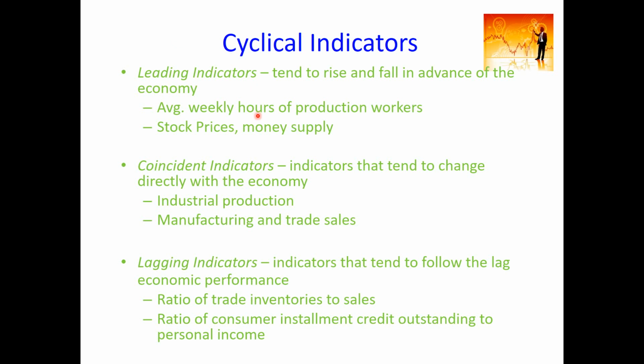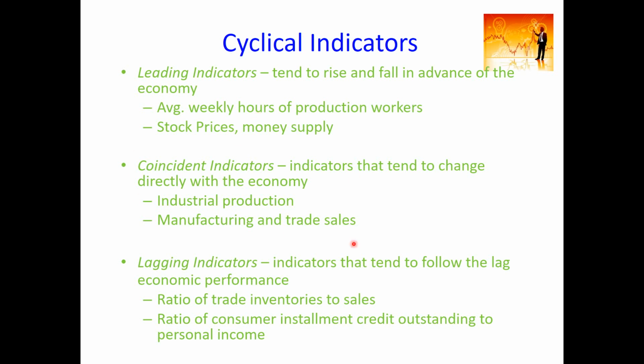The first type of indicator is the leading indicator. The idea of a leading indicator is that it tends to rise and fall in advance of the economy. That means these indicators tend to increase or decrease and the economy follows that. This includes stock prices, money supply, and average weekly hours of production workers. When these variables tend to be increasing, we find subsequently, or in later periods, the economy tends to improve. So these leading indicators are quite useful as predictive variables.